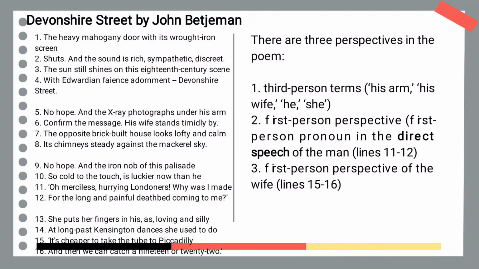So, the third person omniscient is a point of view where the narrator knows all the thoughts, actions, and feelings of all characters, who is manifested in the use of third person pronouns. However, the position of the third person POV is not made explicit because of the presence of first person perspectives, the man and the wife.